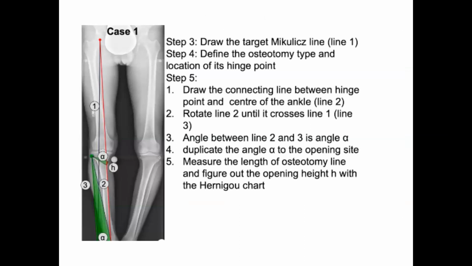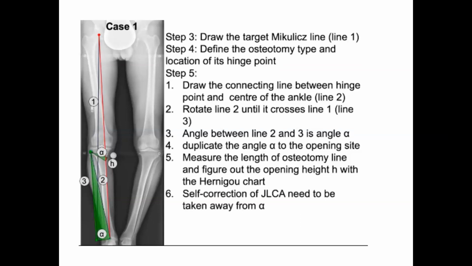The third line, number 3, represents the line from the hinge point to the angle which we are going to restore, and just duplicate the angle alpha in the medial open type or medial side. Then if the JC angle is more than 2 degrees, we should do self-correction. The JC angle needs to be taken from the alpha angle.